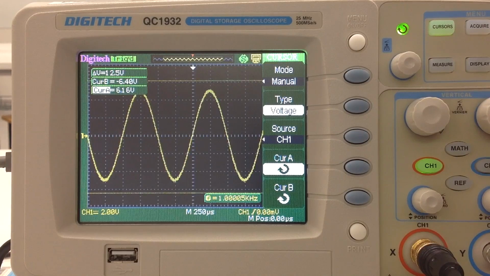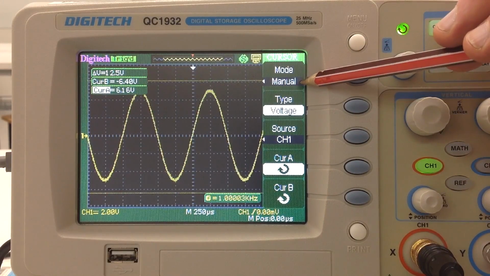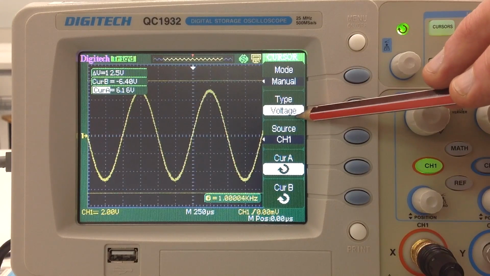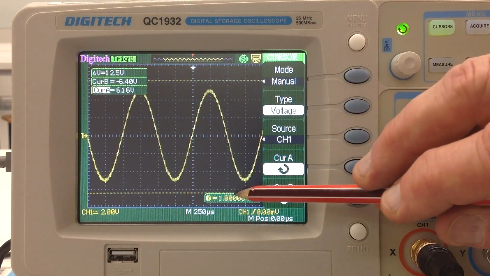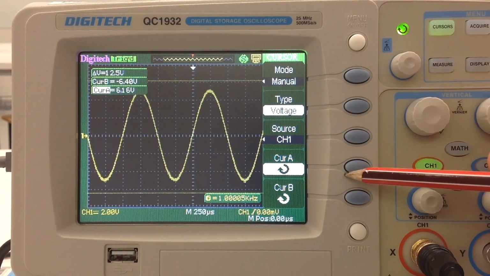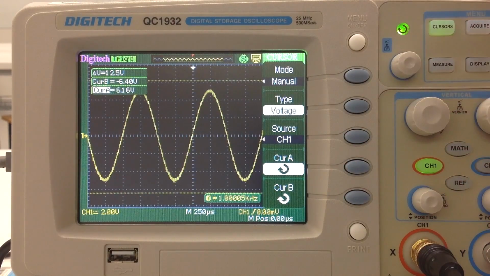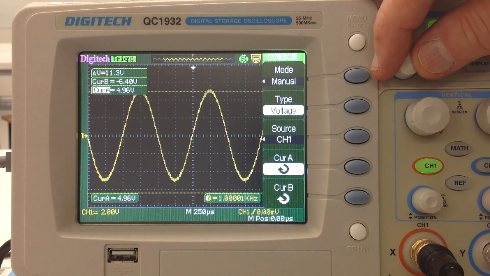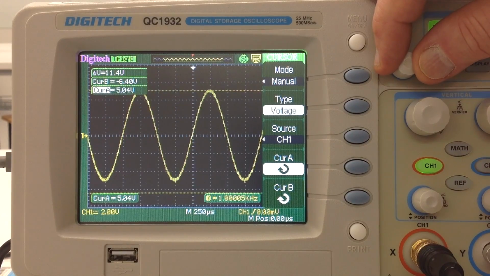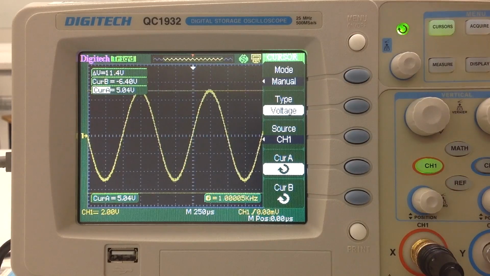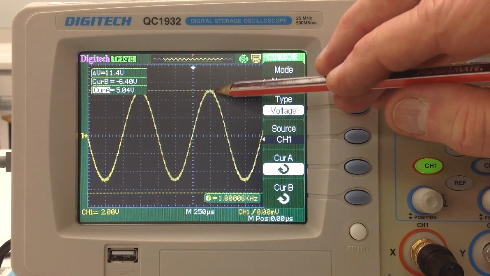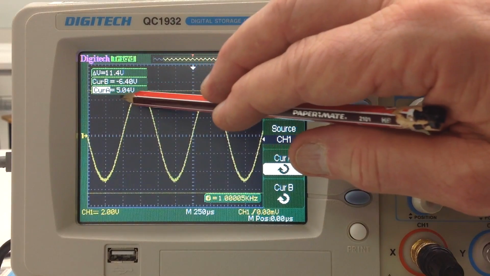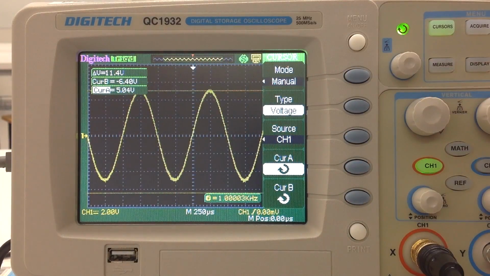Here we've zoomed right into the display with the cursor measurements active. We're currently on manual cursor measuring voltage. There are two cursor lines, one up here and one down the bottom. At the moment we're active on cursor A, so if I adjust the control, I can move that cursor up and down until I sit it just on top of the voltage there. It's now sitting on top of the voltage, and I can read that voltage off the screen. Cursor A is 5.04 volts.